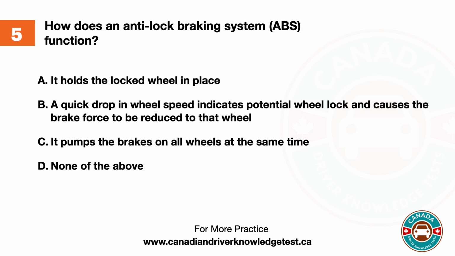Question 5. How does an anti-lock braking system, ABS, function? A. It holds the locked wheel in place. B. A quick drop in wheel speed indicates potential wheel lock and causes the brake force to be reduced to that wheel. C. It pumps the brakes on all wheels at the same time. D. None of the above. The answer is B. A quick drop in wheel speed indicates potential wheel lock and causes the brake force to be reduced to that wheel.